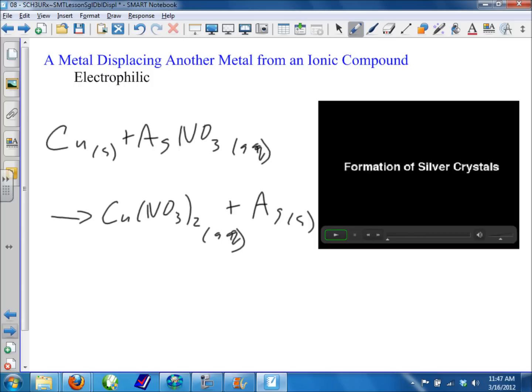The last thing we need to do in this example is we need to balance it out. And we can see that we would need a 2 here, and we would need a 2 there. So in conclusion, copper solid plus silver nitrate aqueous turns into copper nitrate aqueous plus silver solid.